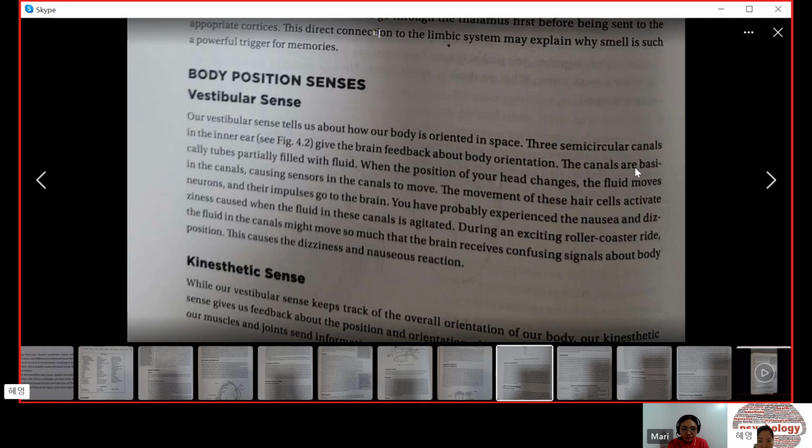The canals are basically tubes partially filled with fluid. When the position of your head changes, the fluid moves in the canals, causing sensors in the canals to move. The movement of these hair cells activates neurons, and their impulses go to the brain. You have probably experienced the nausea and dizziness caused when the fluid in these canals is agitated.